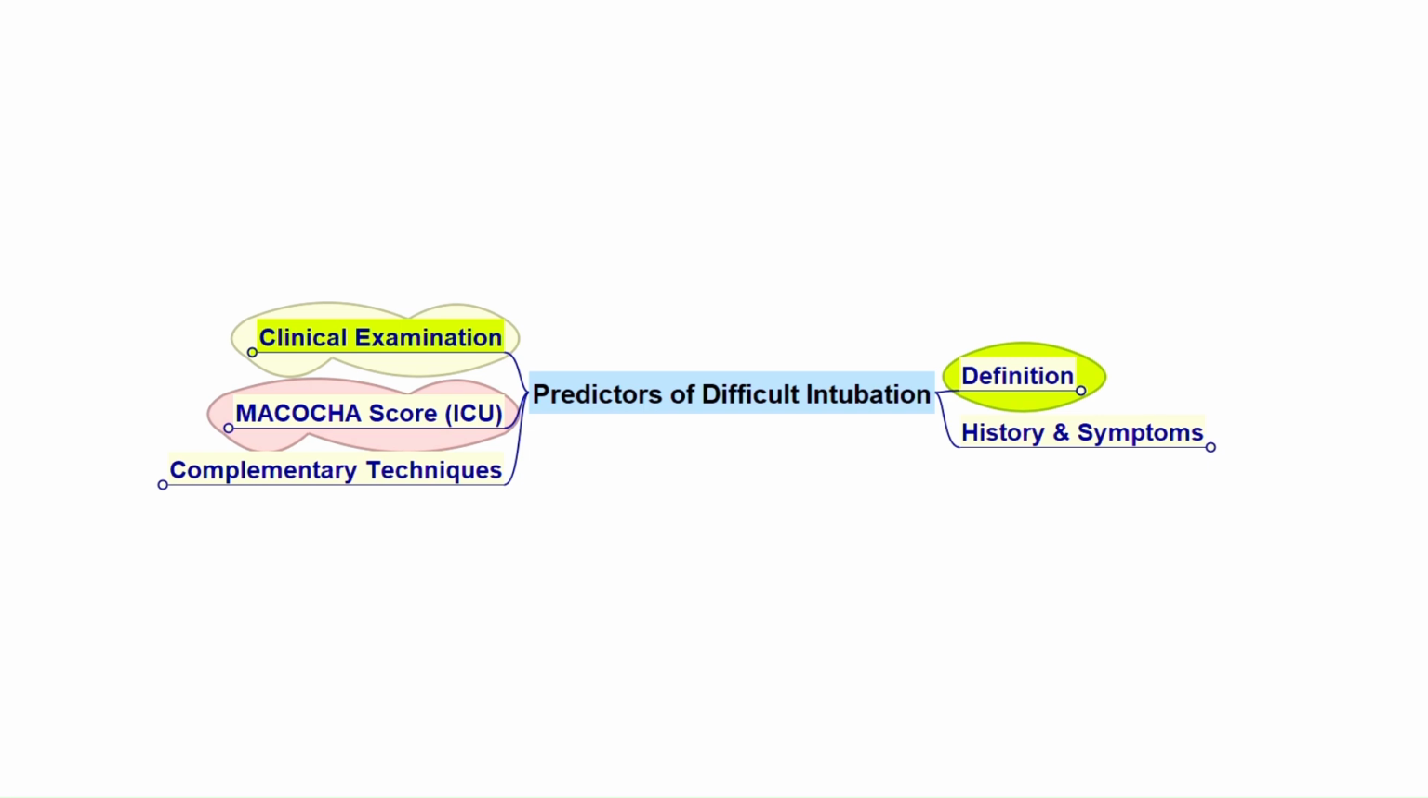Today's topic is predictive factors for difficult intubation. We will see the definition, detection by interrogation, by clinical examination, the MACOCHA score in intensive care, and complementary techniques.